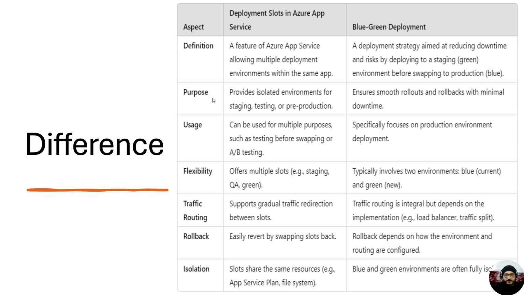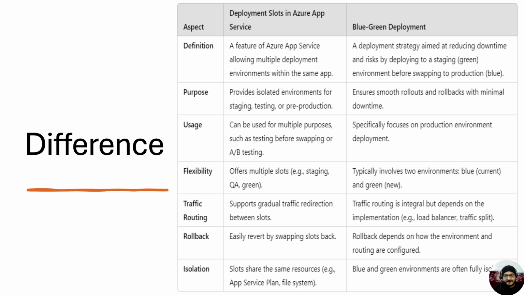Now we will see the purpose of deployment slots in App Service. They provide isolated environments for staging, testing, and pre-production. And the blue-green deployment model's purpose is to ensure a smooth rollout and rollback with minimal downtime. So there are different purposes in both strategies. Deployment slots can be used for multiple purposes, such as testing before swapping or A/B testing, whatever testing you have to do. But blue-green deployment majorly focuses on production environment deployment, where we don't want any kind of downtime.